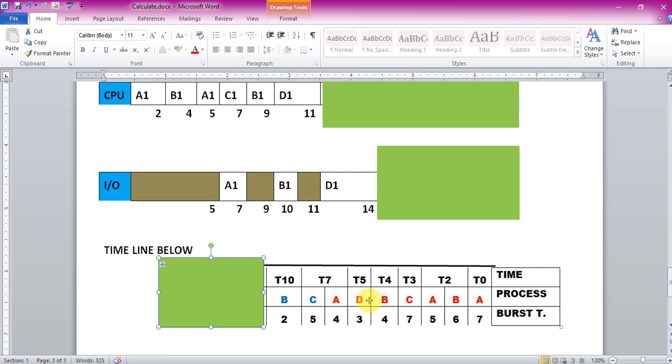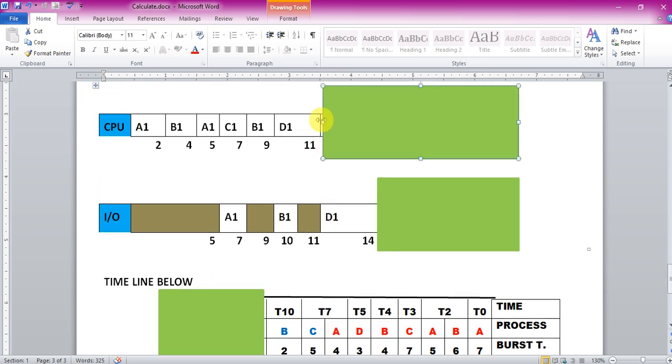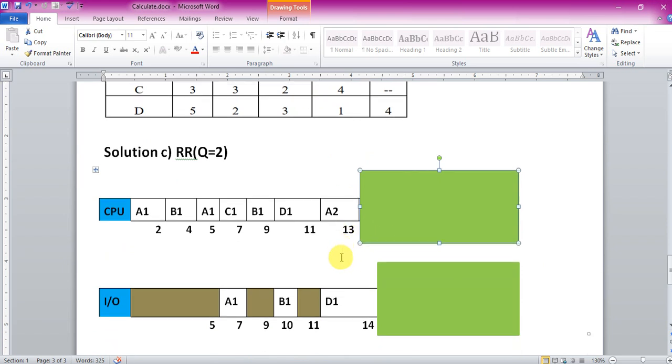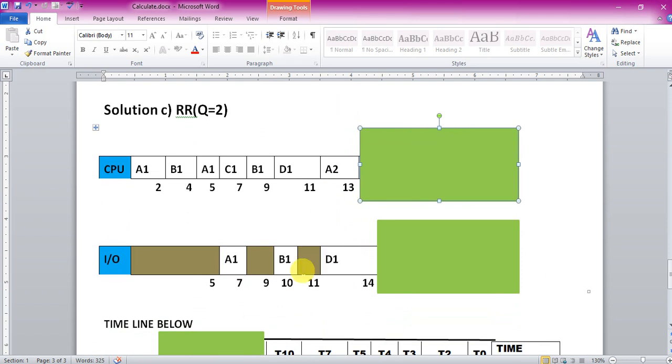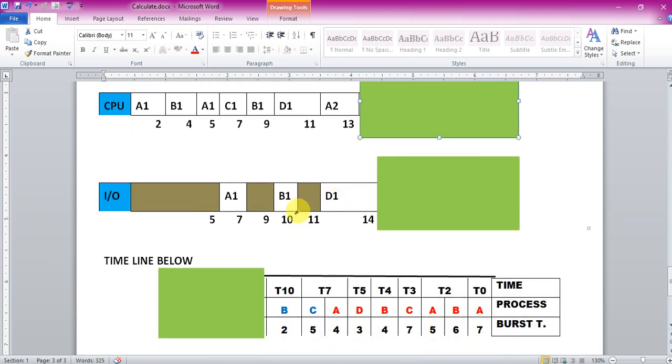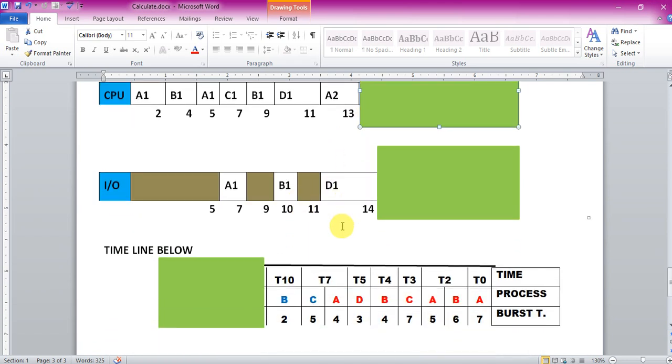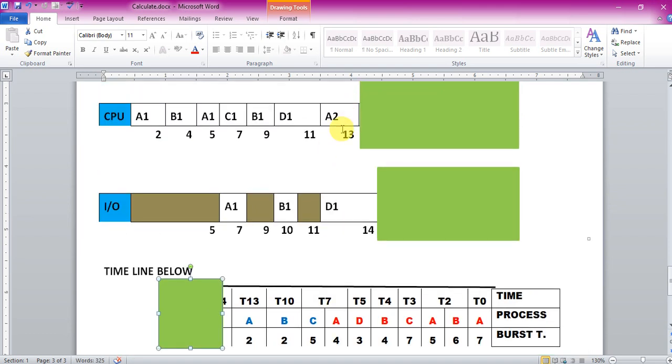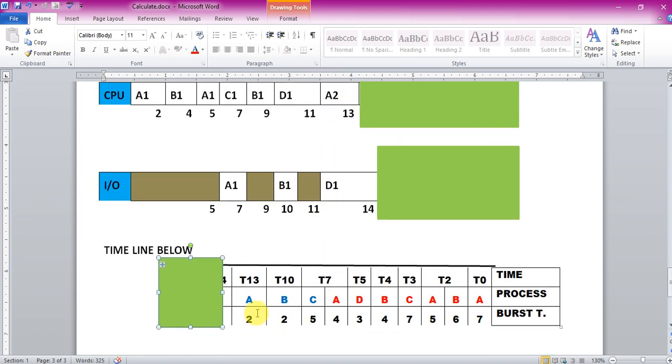Now after D gets its chance at 11, A gets a chance for the next step. The amount for A as a chance is 4 units. So the second half is taken here from 11 to 13. A by itself does not need any IO burst second. So at time 13, A takes the next waiting chance here.